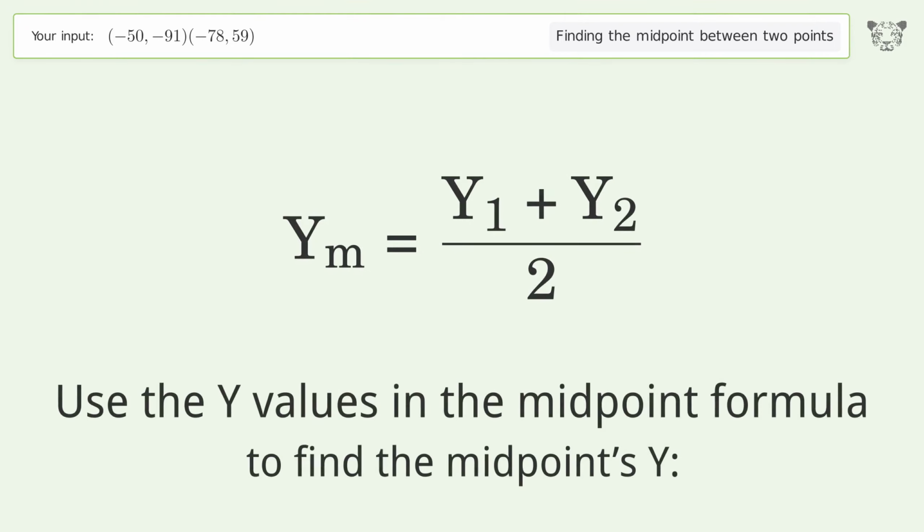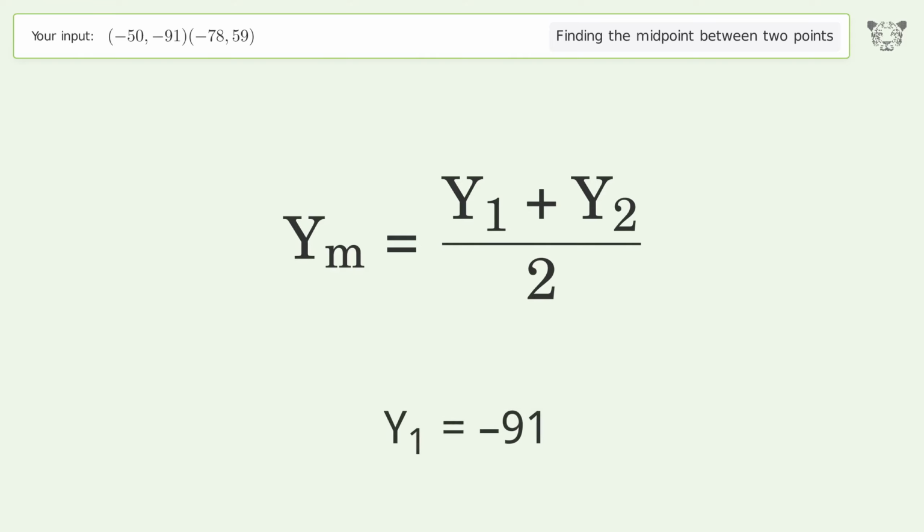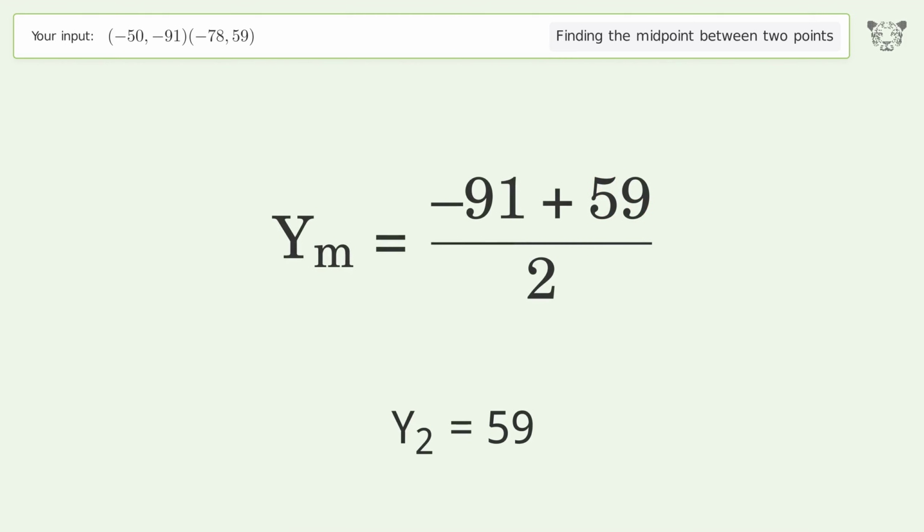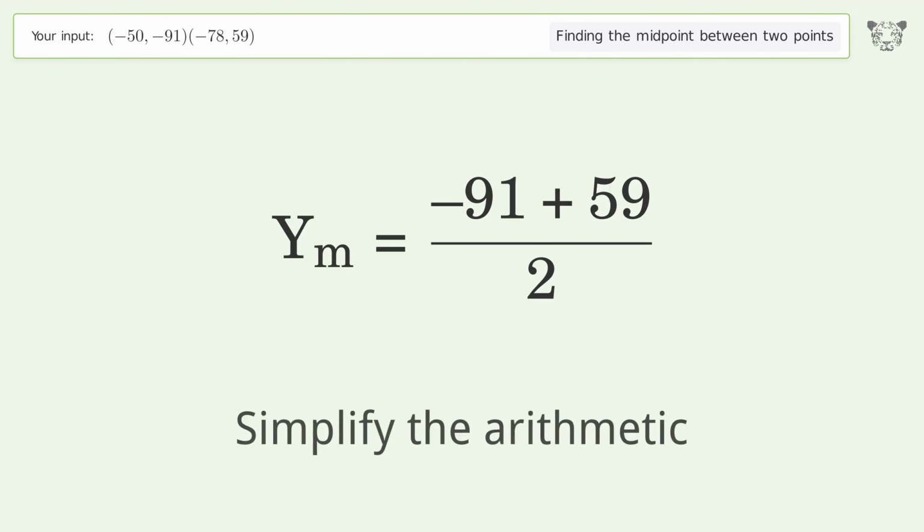Use the y values in the midpoint formula to find the midpoint's y. y1 equals -91. y2 equals 59. Simplify the arithmetic.